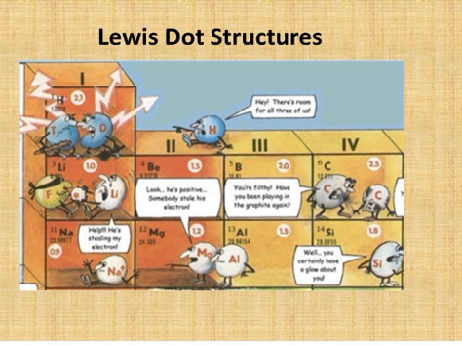So this was just a quick lesson about Lewis dot structures and how you can quickly and easily represent the valence electrons found in an atom.